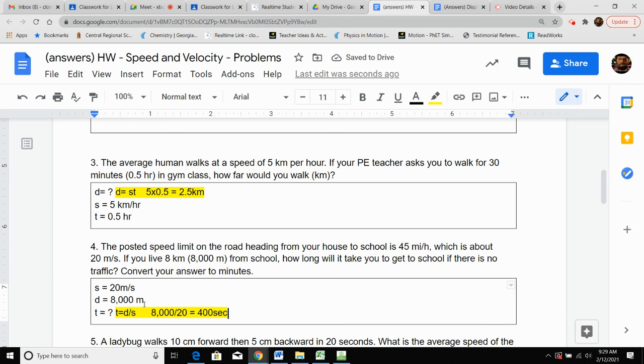Why is it going to be seconds there? Because the distance units wind up canceling out, and because obviously time's not measured in meters. All right, we're getting seconds. But they ask here to convert your answer to minutes. How would you do that?